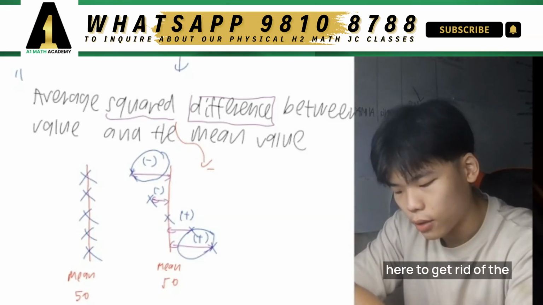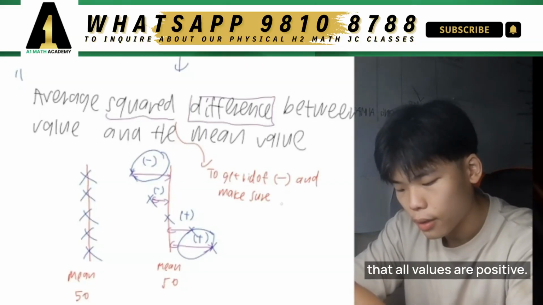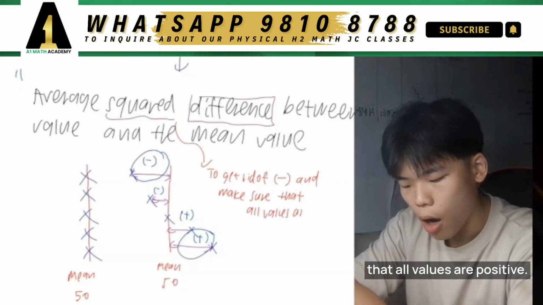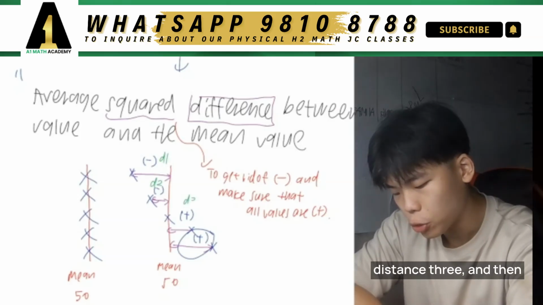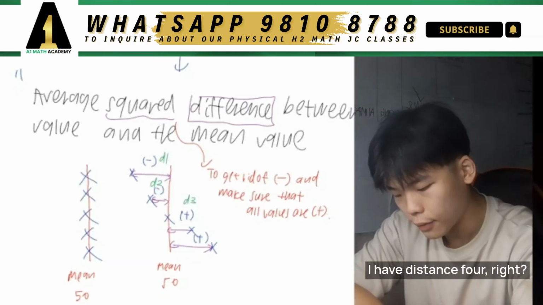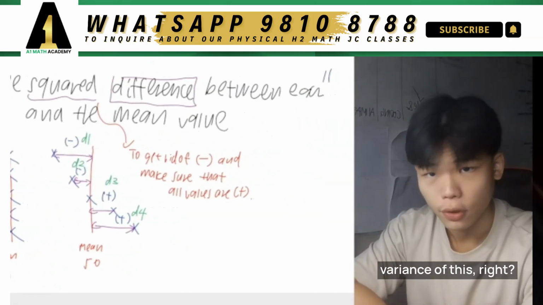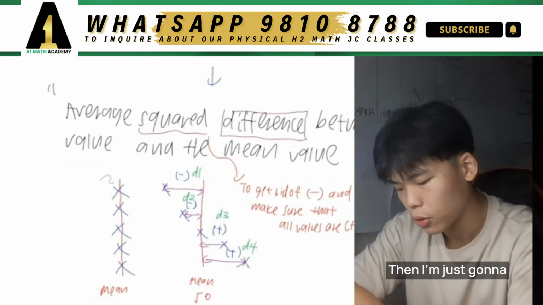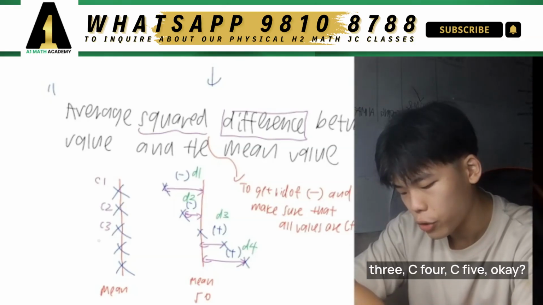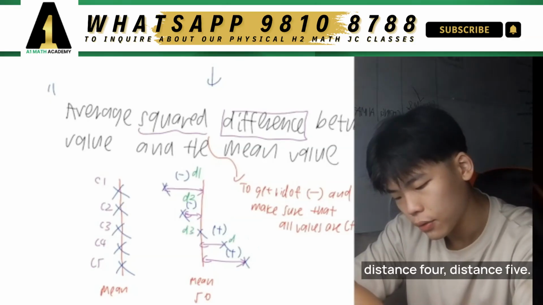So I'm just going to write here, to get rid of the negatives and make sure that all values are positive. So let's say I take this as distance 1, distance 2, distance 3, and last but not least over here, distance 4. So in order for me to calculate the variance of this, I'm just going to call this C1, C2, C3, C4, C5, and distance 3, distance 4, distance 5.